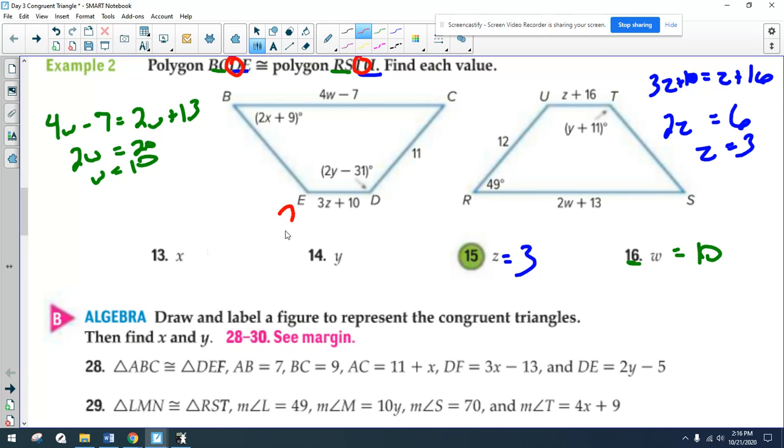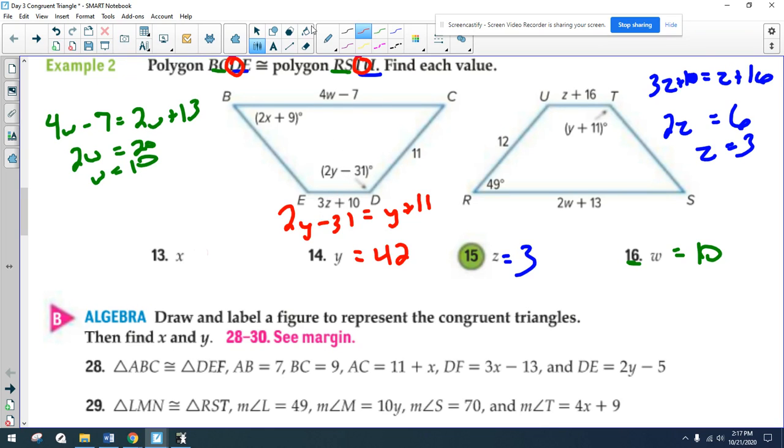So I've got 2Y minus 31 equals angle T, which is Y and 11. So minus the Y, and you just get Y. Add the 31 to 11, and you're going to get 42. Okay, don't need degrees because it's the letter, not the angle.